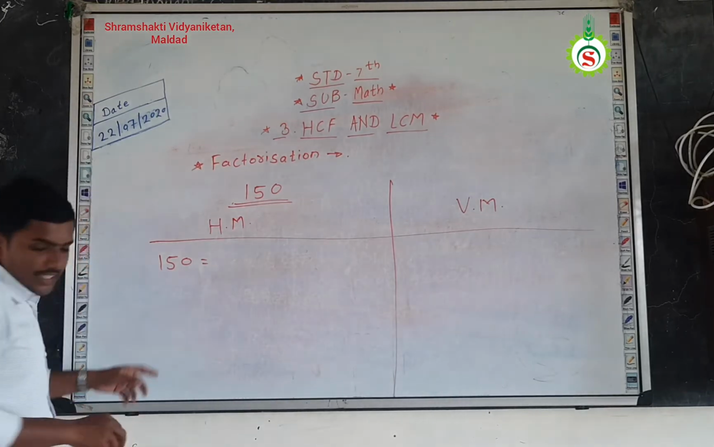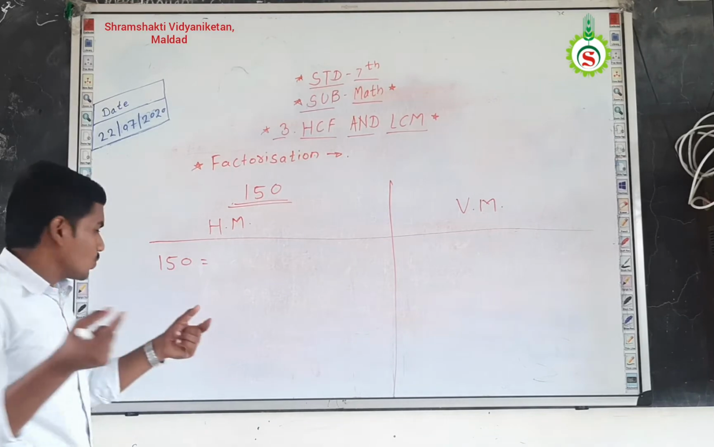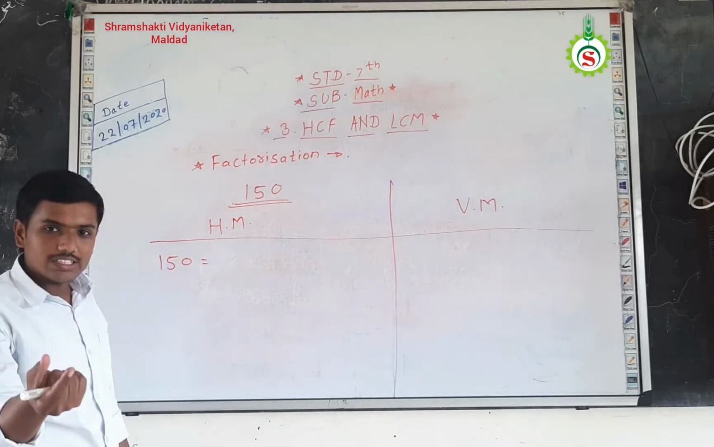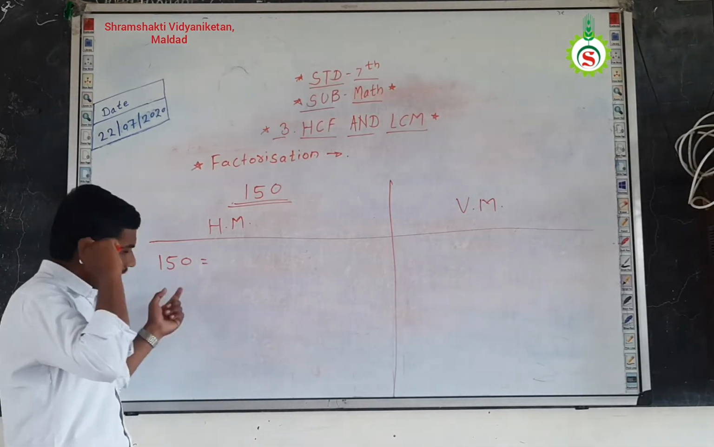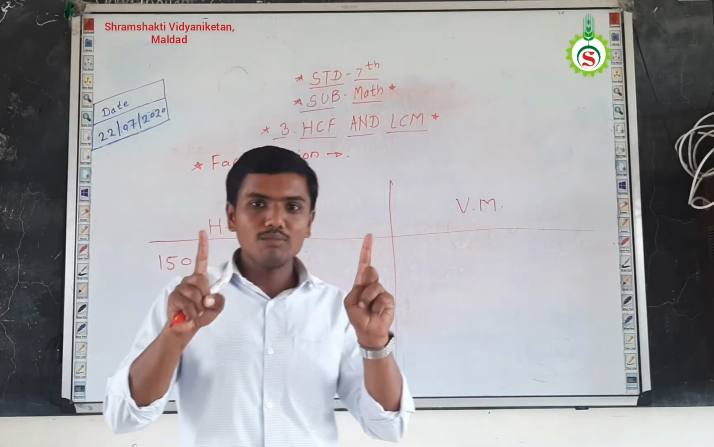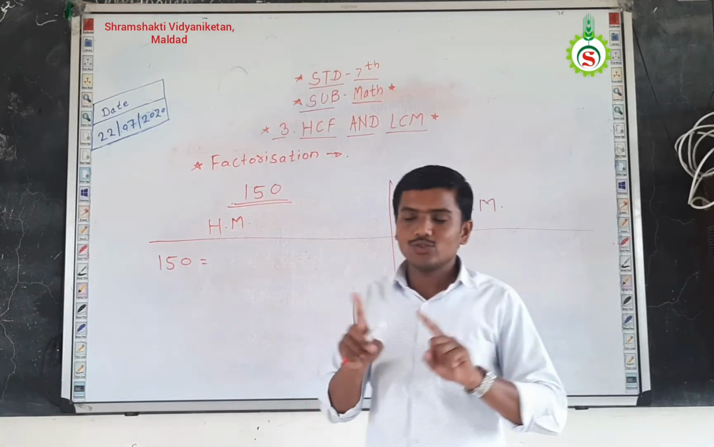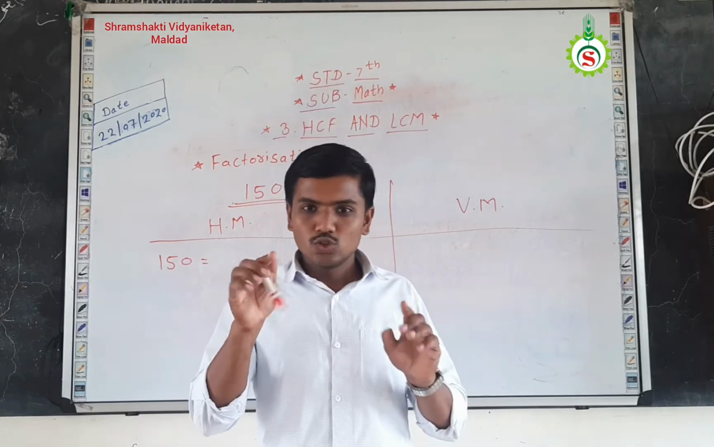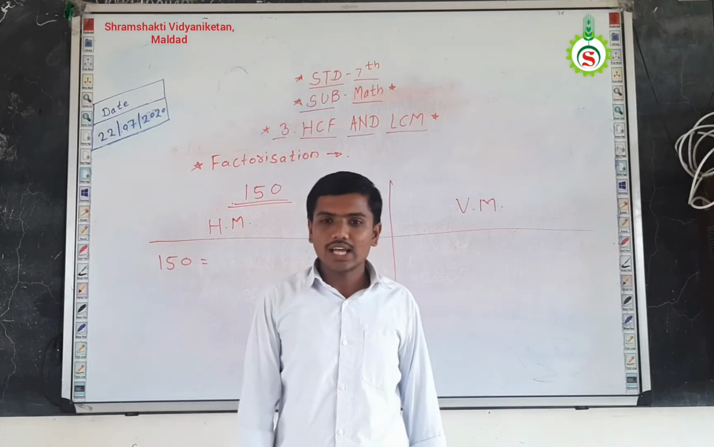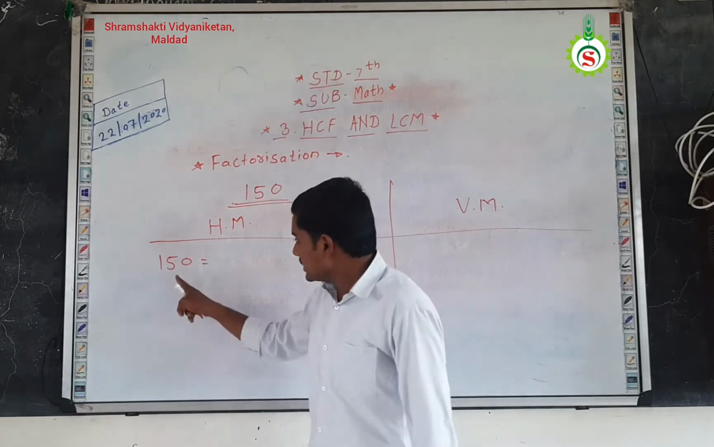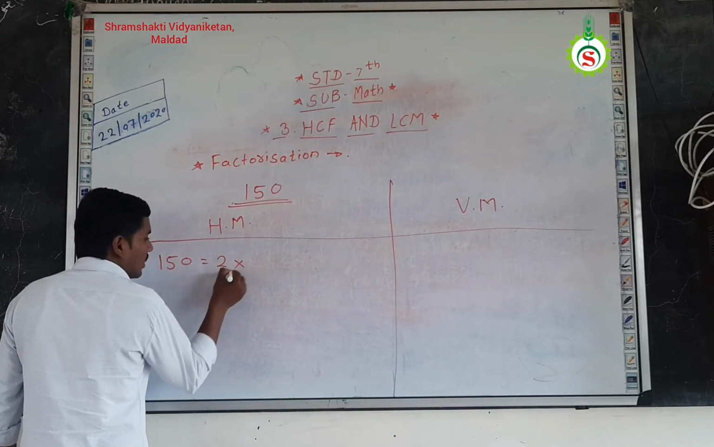For factorization, I will start from the lowest number. So, I will first find the lowest number which will divide that 150. I am not going to take the number 1 into account, okay? Because all numbers are divisible by 1. That's why I am not going to take it into account. So from 2, I am going to take the number into account. So the first number I will take is 2. Is 150 divisible by 2? Yes, obviously it is divisible by 2. So I will take 2.